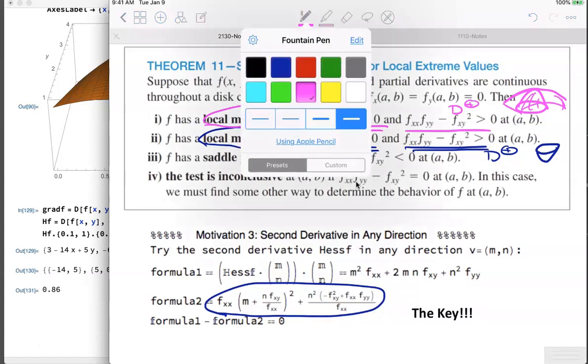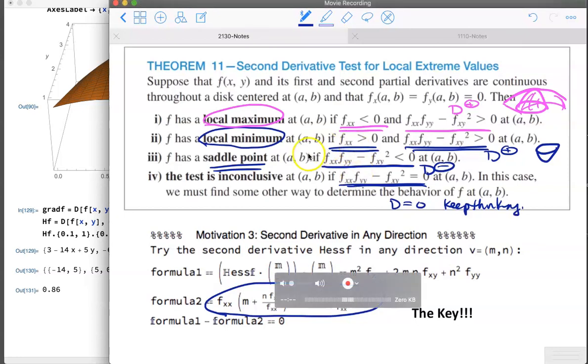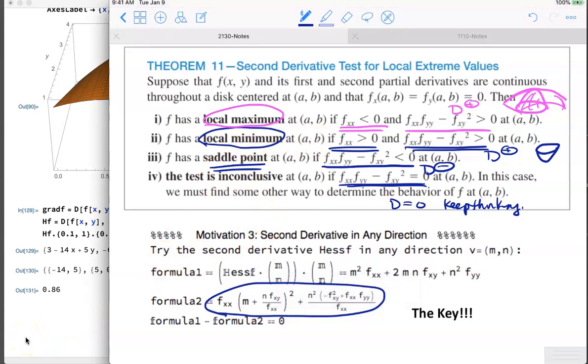And then there is the case where D is simply a negative number, and that's called a saddle point. And if for some reason D should come out to be equal to 0, then you need to keep thinking and find other methods to determine if the function has a maximum or a minimum because the test is inconclusive. So that is an outline for the second derivative test, what you have to do to compute it. In following videos, we will look at some examples.